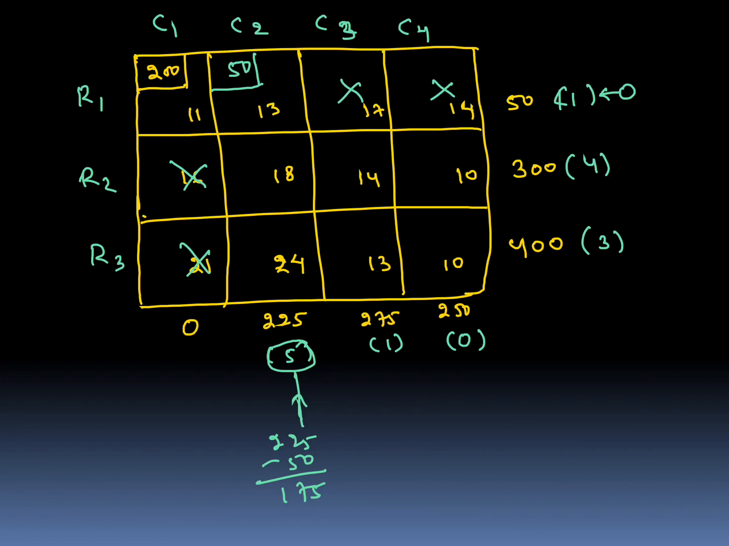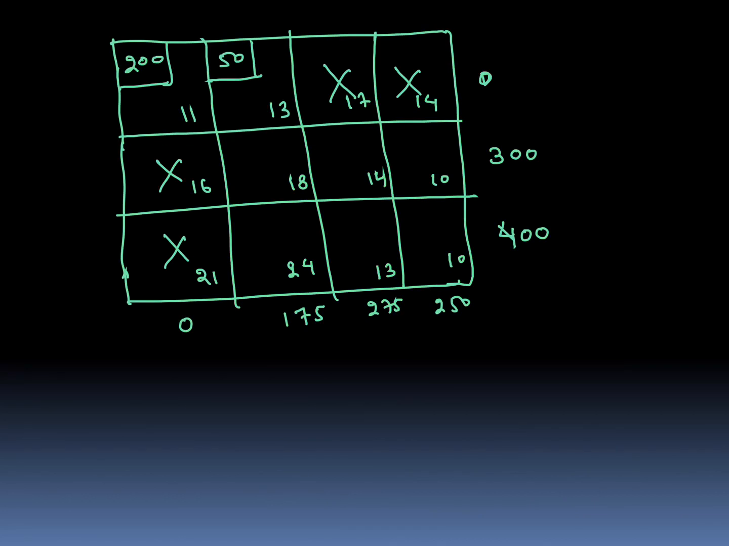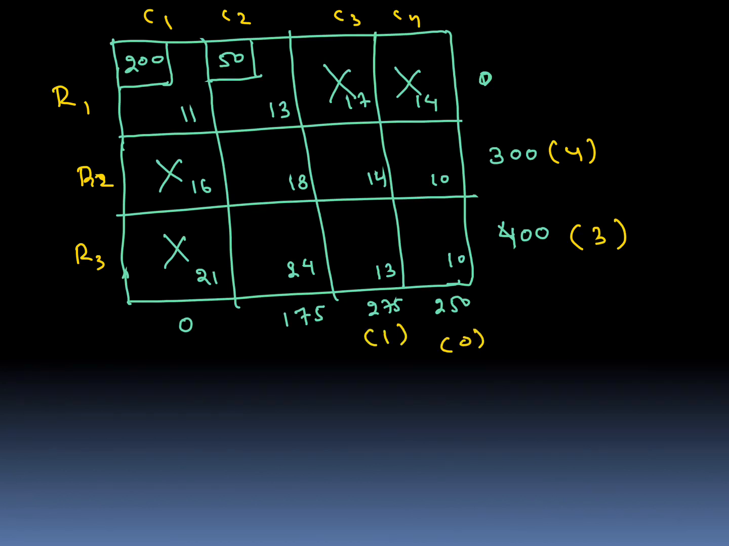Then again in the rest of the cells you check the difference between the minimum and next minimum. So here in row 2, row 1 is already cancelled and column 1 is also cancelled. So in row 2 you check 10 and 14, difference is 4, and here difference is 3, and here difference is 0, 1, and here 6. So maximum is this one.